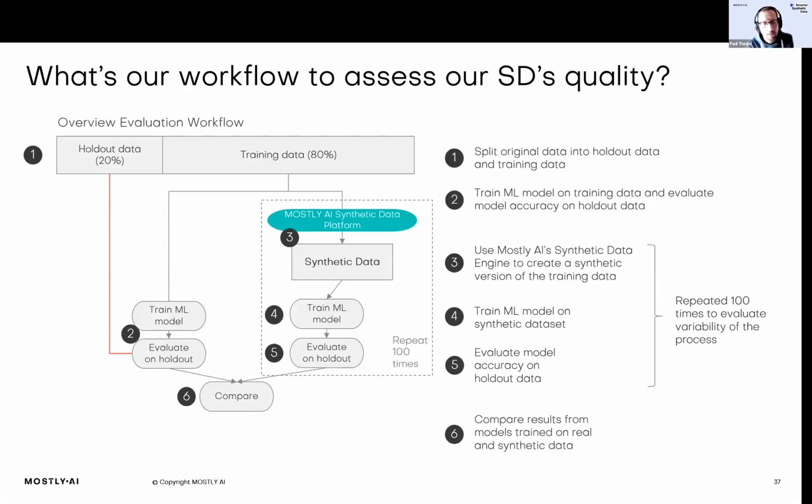We send the training data, those 80%, through our platform and create a synthetic version of the training data. This synthetic data is then sent through the same machine learning algorithm, to train the same algorithm, again a random forest in our case, and then we evaluate the model trained on synthetic data on the real holdout. So that arrow goes in here as well. And then we can compare results. And this is what we are going to do now.